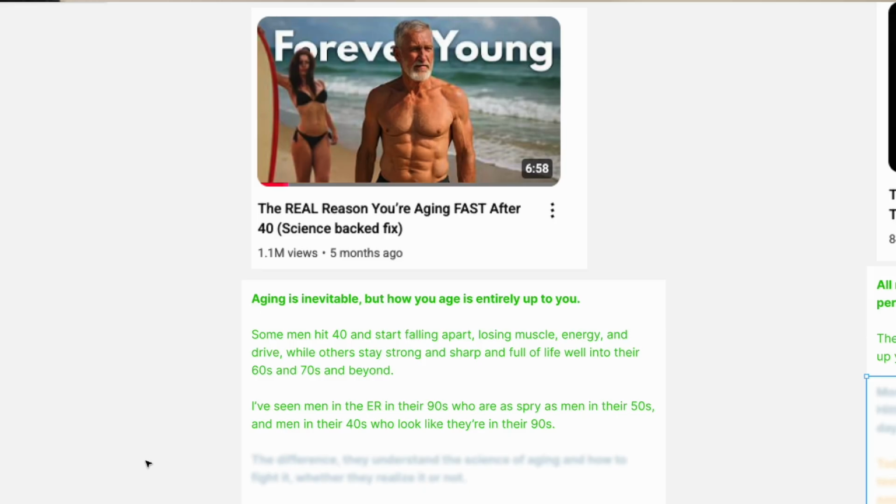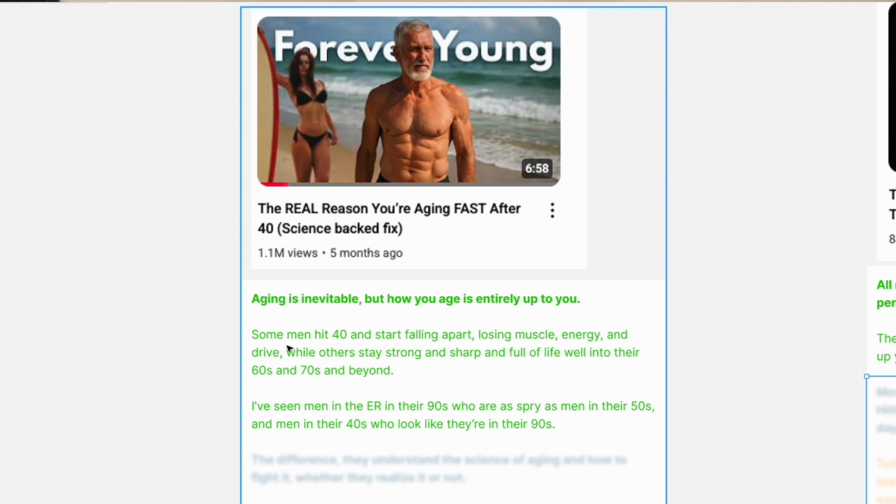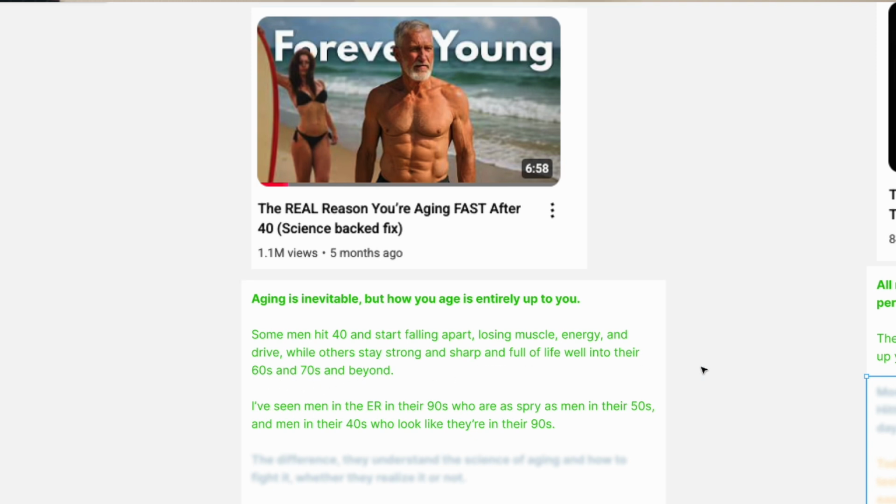In this first one, he illustrates 2 separate paths. So some men hit 40, start falling apart, losing muscle, energy, and drive, and others stay strong and sharp and full of life into their 60s, 70s, and beyond. So right away, he's playing on what will happen if you don't take the right approach.